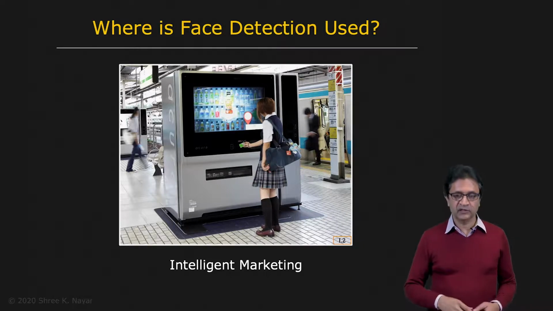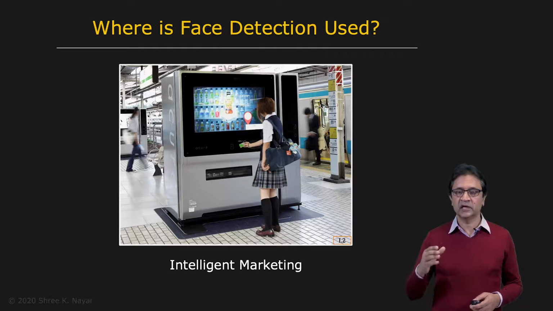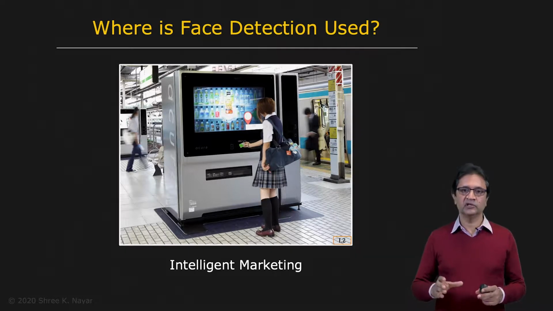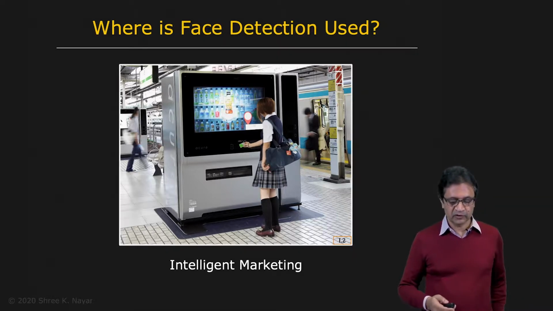And of course, face detection in this context is also used in malls, say, for instance, to understand where people spend a lot of their time and what they're looking at, so that that information can be used to price the location of various stores and advertisements in physical malls.